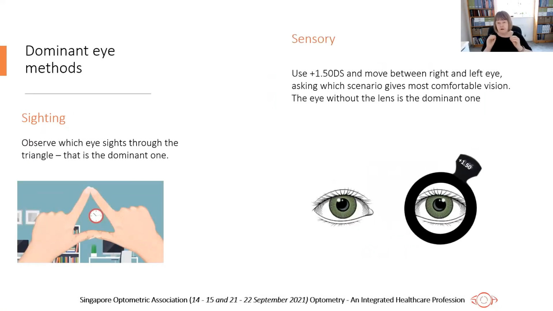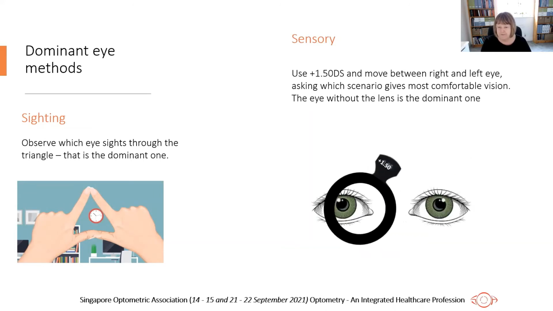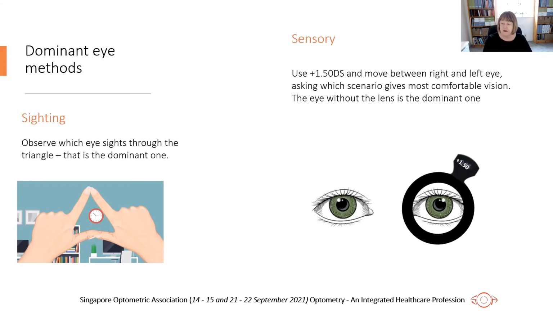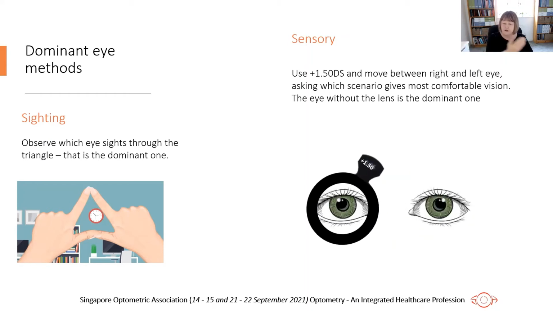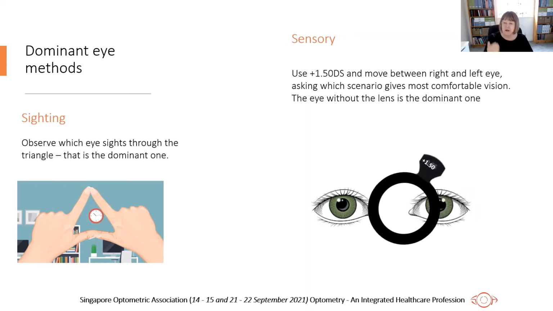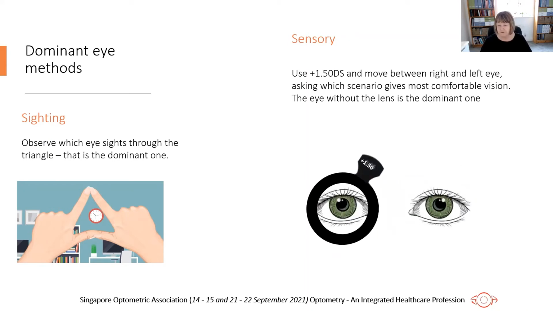So for looking at your dominant eye, if you use the sensory type, it's taking a +1.50 sphere and moving it across from eye to eye and finding out the situation in which the patient is most comfortable. If you end up with the +1.50 in front of the right eye, this means the other eye is dominant, because this is the way the patient prefers. They don't like having the +1.50 in front of the dominant eye.